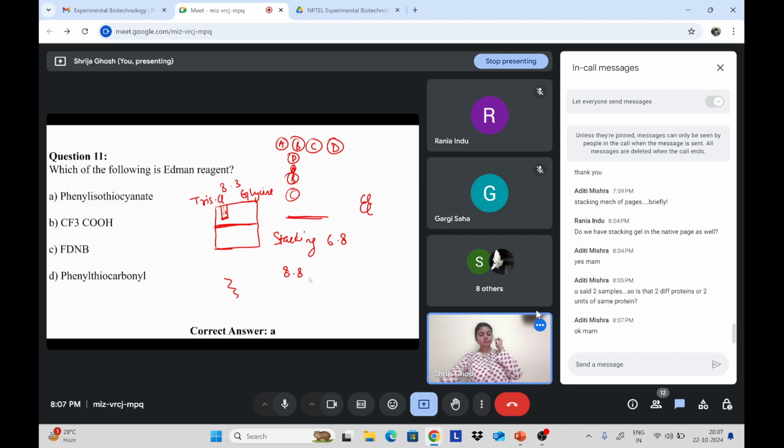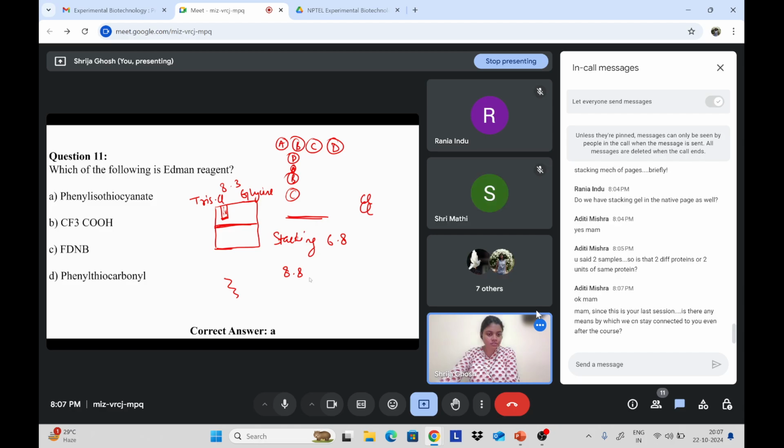Ma'am, since this is your last day, is there any means by which we can stay connected? You can mail me on my email ID. I'll type my email ID here. So you can just mail me maybe if you have any kind of doubt. I'm a student at IIT Kanpur.